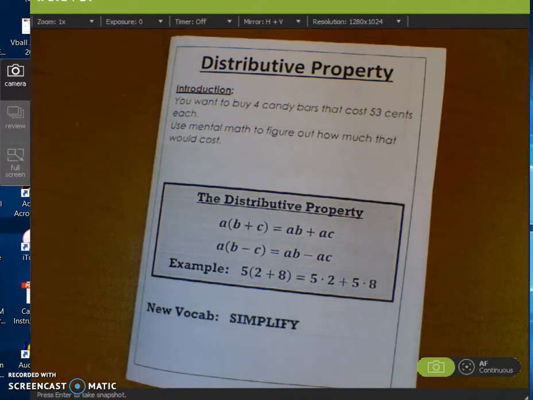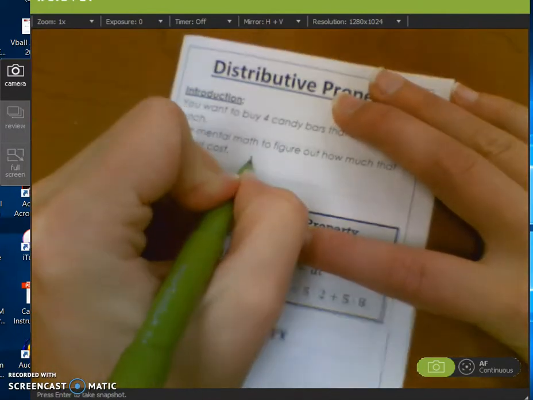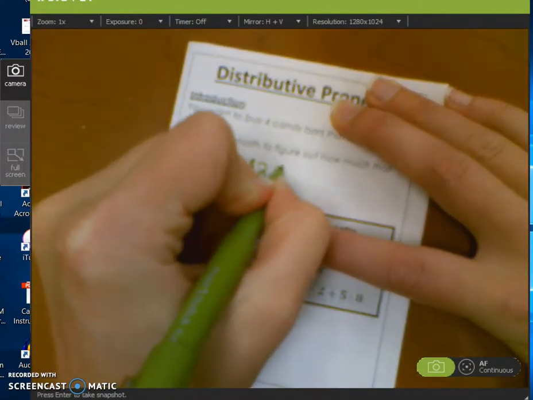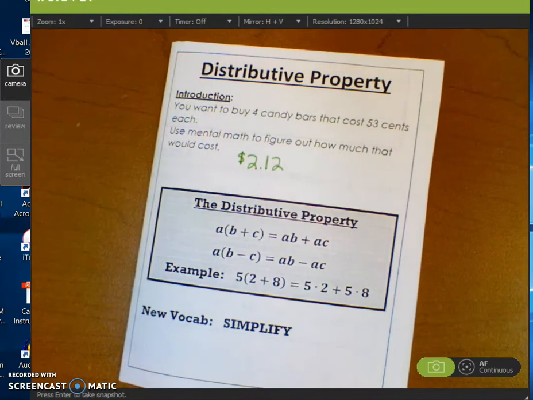And so when I think about this, I think about the 50 by itself of the 53, and I'm like, okay, well, 50 cents is pretty easy. 4 times 50 cents is $2, because 50, $1, $1.50, $2. So that's $2, and then I've got this extra 3 cents, and 3 times 4 is 12, and so I know, using mental math, that those 4 candy bars are going to cost me $2.12.